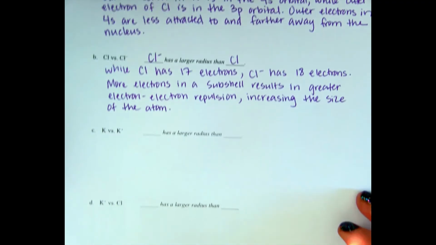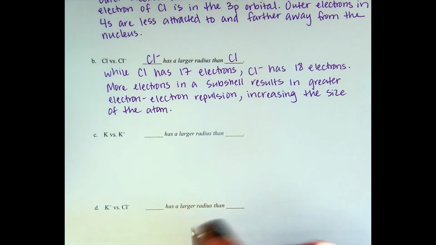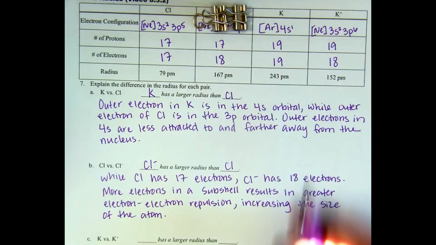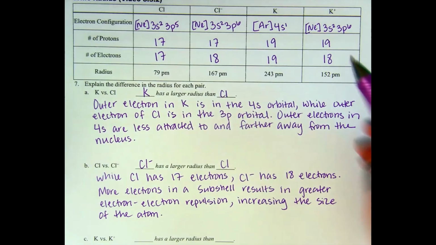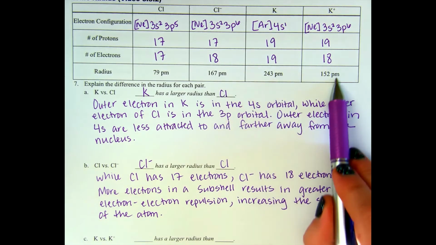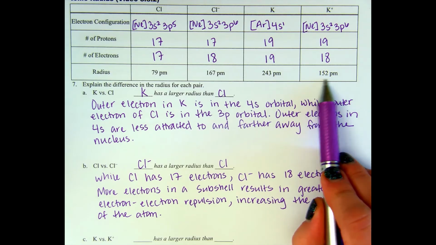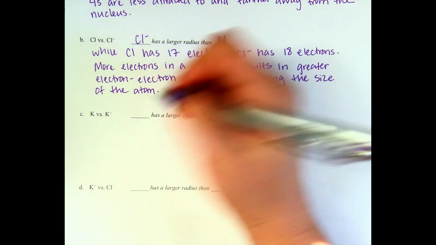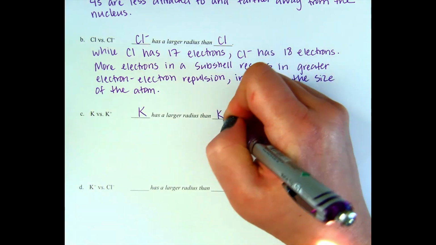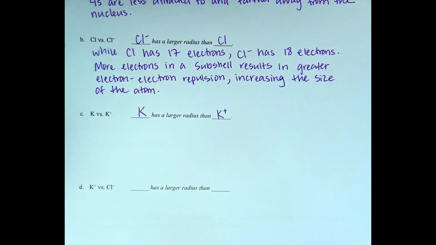Okay, so now let's take a look at potassium versus the potassium ion. So which one has a larger radius here? So if we look at potassium, 243, and the potassium ion, missing an electron, 152. So which one is bigger? Well, that's going to be potassium. It has a larger radius than K+. Why? So I want you to think about this, pause the video, and then come back and check your work.